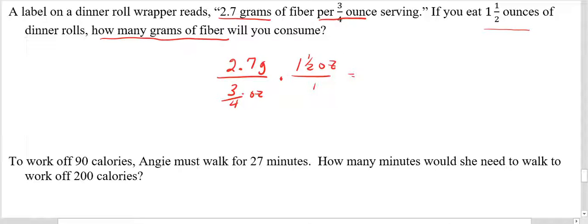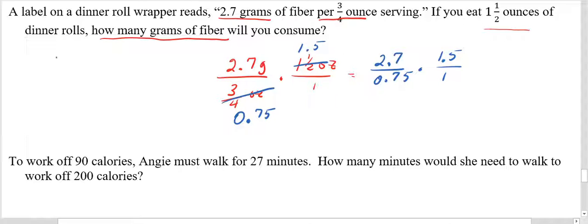Now I can convert my fractions to decimals, which would probably be easier. So 3/4, if you divide it out, is 0.75. 1 1/2 is 1.5. So now I have 2.7 over 0.75 times 1.5 over 1.